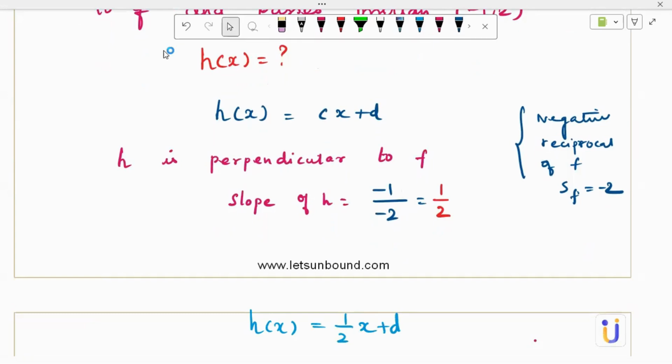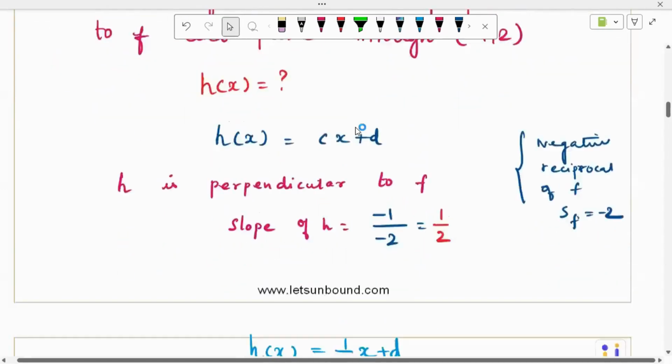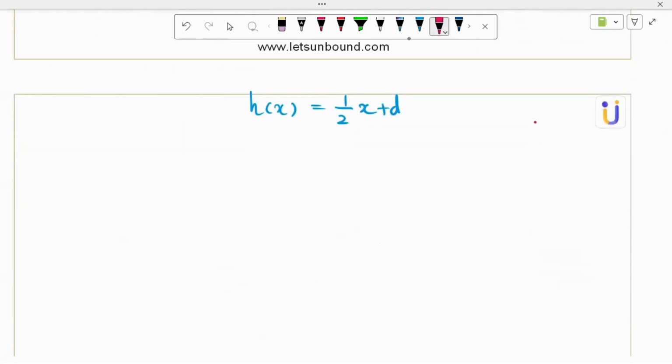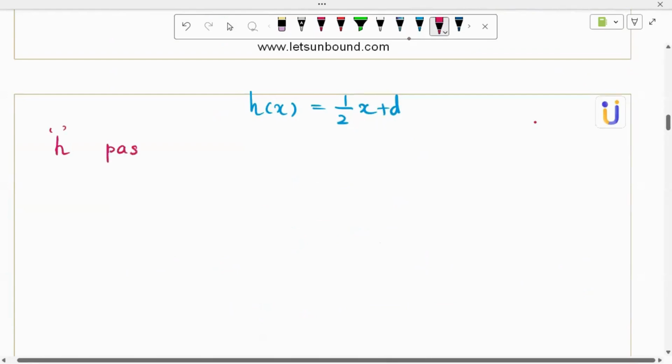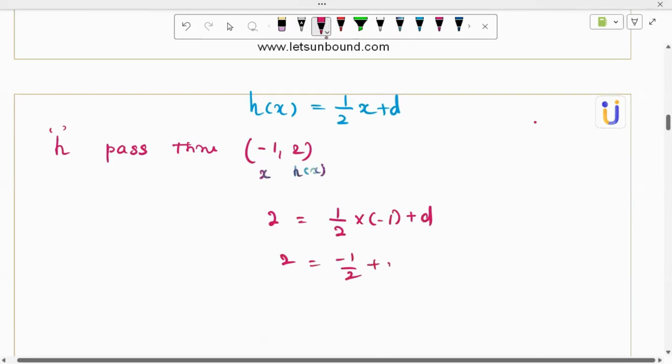To find d, there is another clue. They have mentioned it passes through minus 1, 2. So h passes through minus 1, 2. Let's substitute. This is h of x, the basic stuff. And 2 is equal to 1 by 2 times negative 1 plus d. So now d is easy. 2 is equal to negative half plus d and d is 2 plus half. This implies d is 5 over 2.